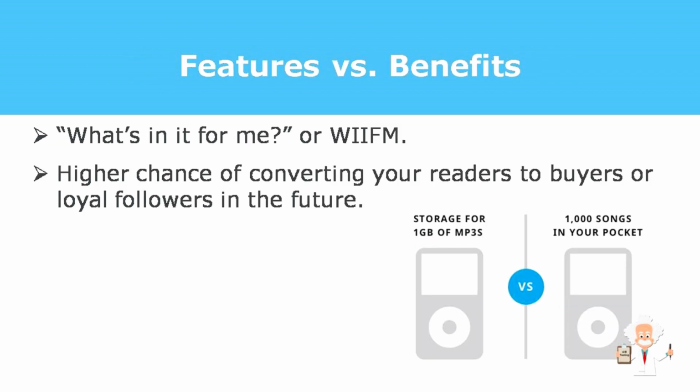Component number 5 is features versus benefits. Your readers will always have this question in their heads: what's in it for me? Or I like to say that your customers are tuned in to the station, WIIFM. If your sales copy answers this golden question completely, you have a much higher chance of converting your readers to buyers or loyal followers in the future. I highly recommend you focus on your product's benefits to your readers because it answers the WIIFM question effectively, clearly, and easily. Big companies often list out the benefits of their products to their consumers, so it's high time you did too.